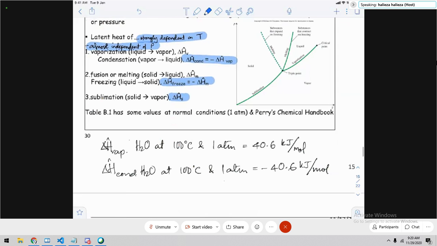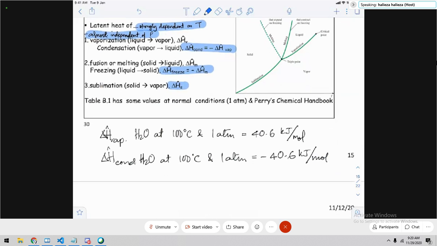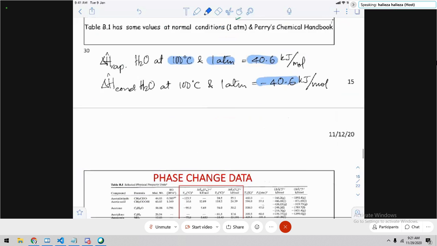Okay, so if you look at water, the boiling point of water is 100 at 1 atm. The latent heat of water at that temperature and pressure is 40.6. So if it's condensing, then it will be negative 40.6. If you're vaporizing it, then the value will be positive 40.6. That's the difference.